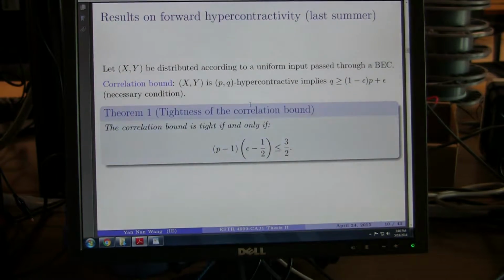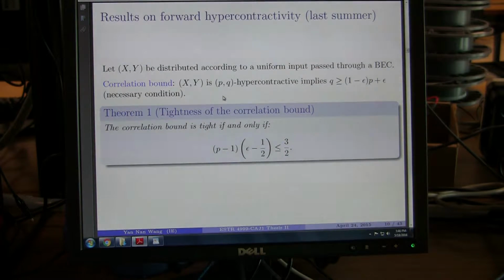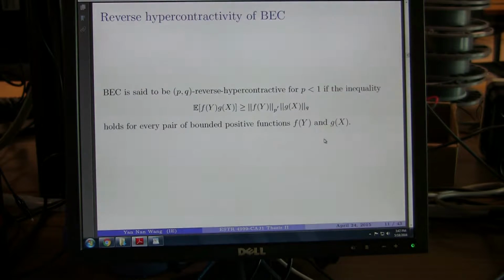In the last summer, by using the characterization in the previous slide, we have shown the following result. In the forward hypercontractive region for binary erasure channel, the correlation bound is tight if and only if this inequality holds. And this result has been accepted by the ISIT 2016 conference. Now we are going to explore the reverse hypercontractivity region of binary erasure channel.